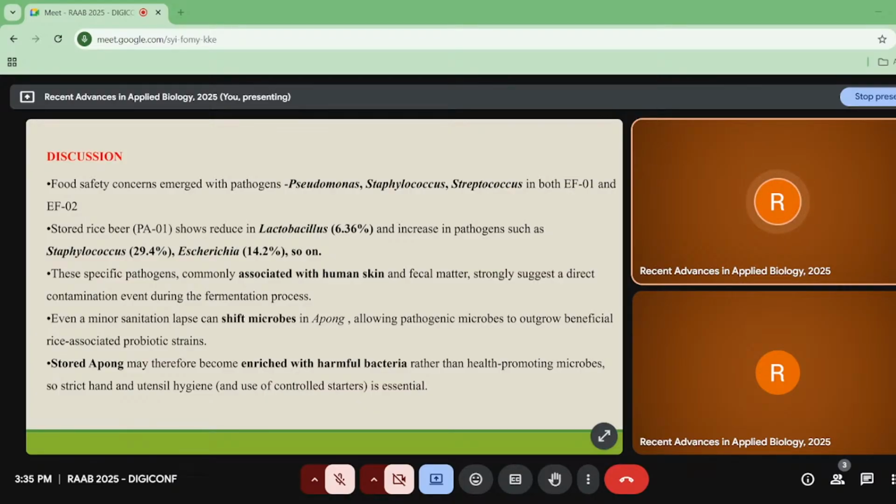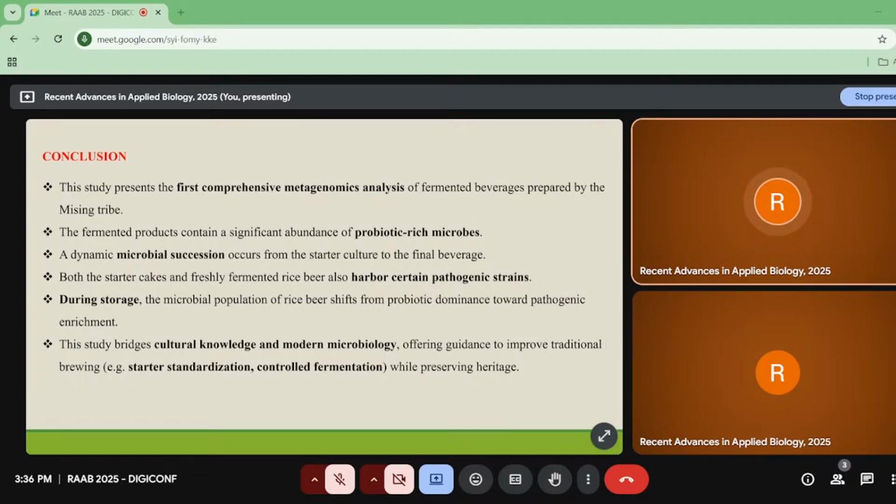This specific pathogen is commonly associated with human skin, as I already told. Even a minor sanitation lapse can shift the microbes. So if it gets a little contamination with different types of bacteria, and then you store it for some while, then definitely it's going to change the entire dynamics of the microbes.